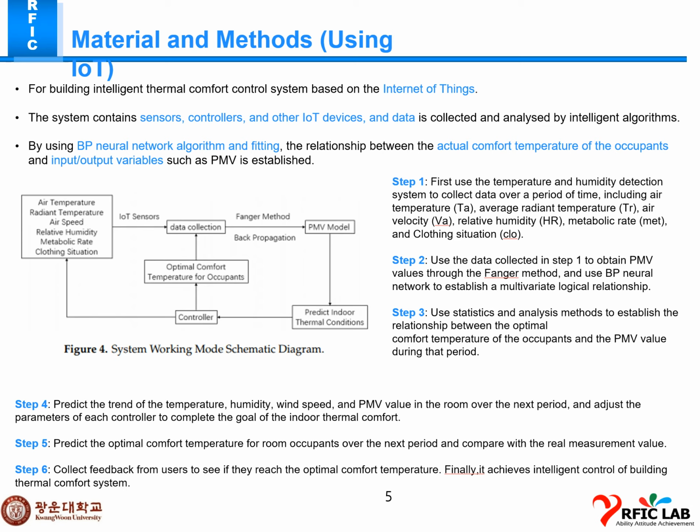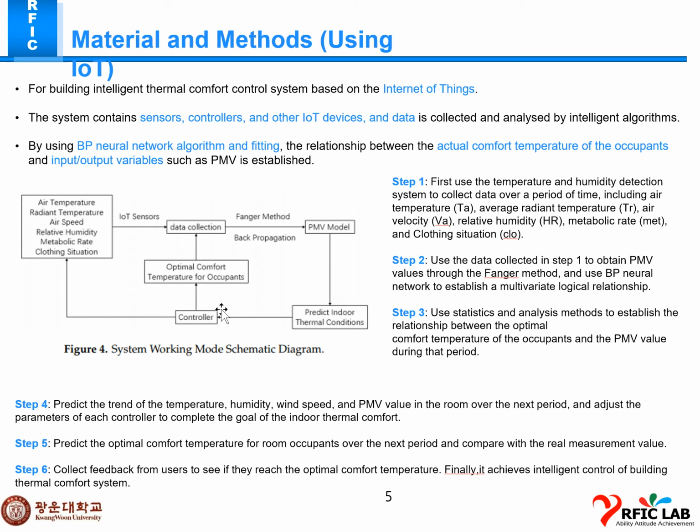In this predicted mean value model, the calculation is run, and you get the output as the predicted indoor thermal condition. Next, based on the predicted trend of temperature, humidity, wind speed, and PMV value in the room, the parameters of each controller are adjusted to complete the goal of indoor thermal comfort.